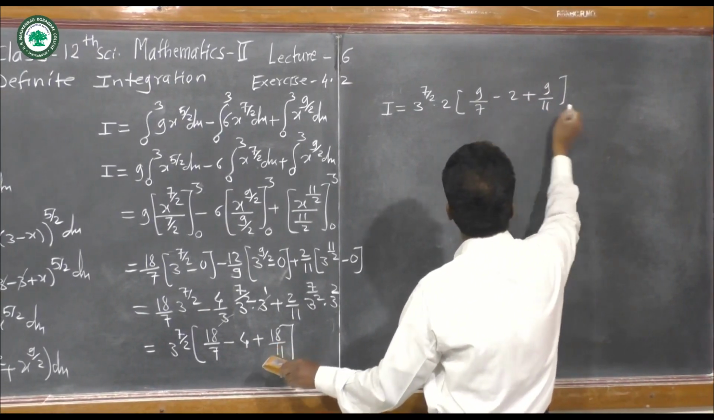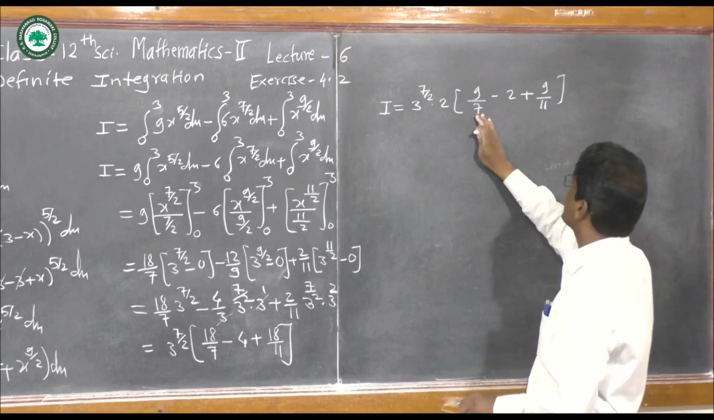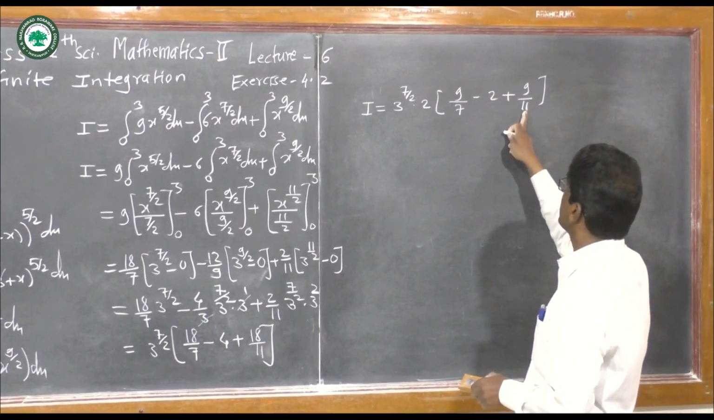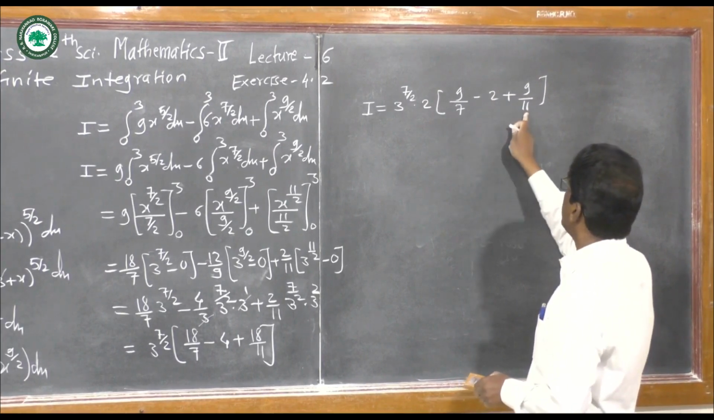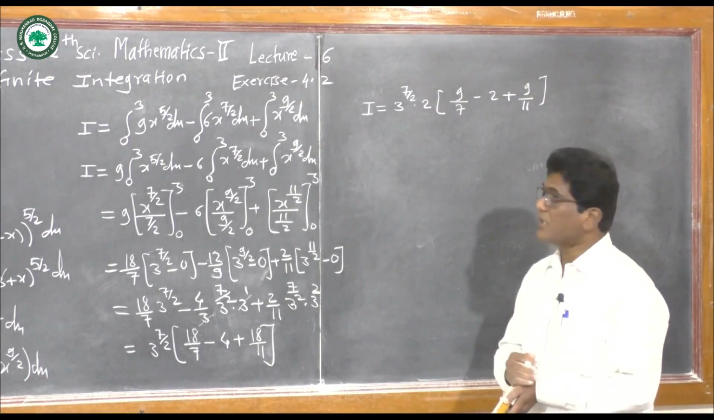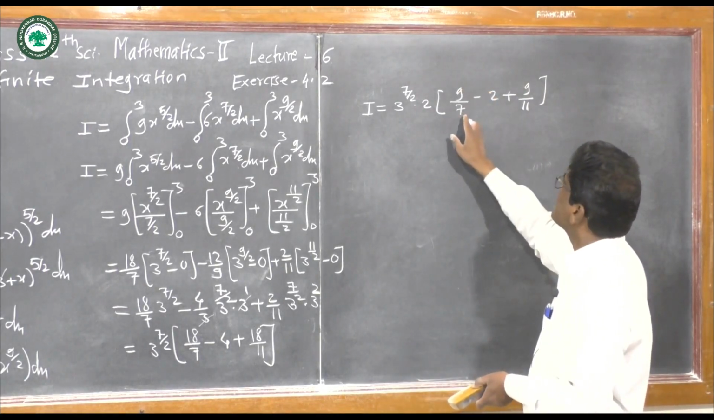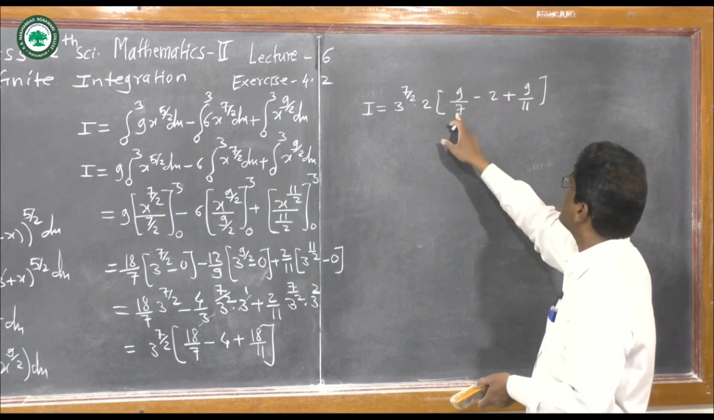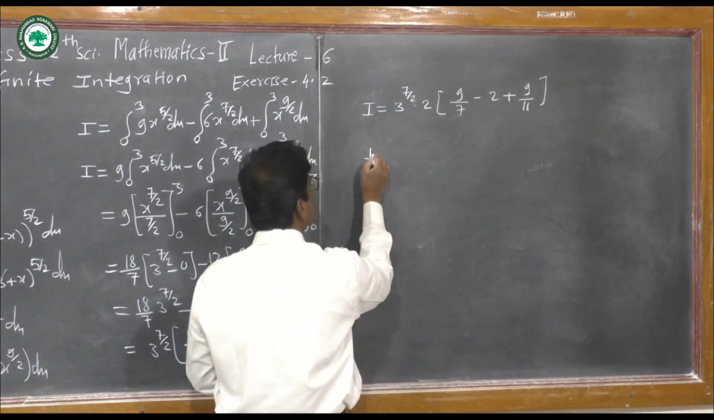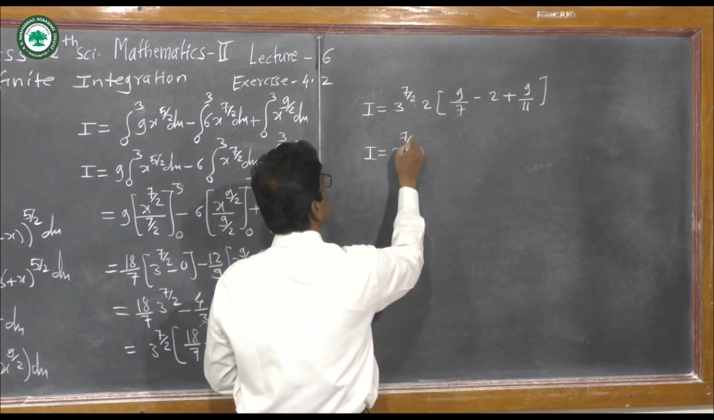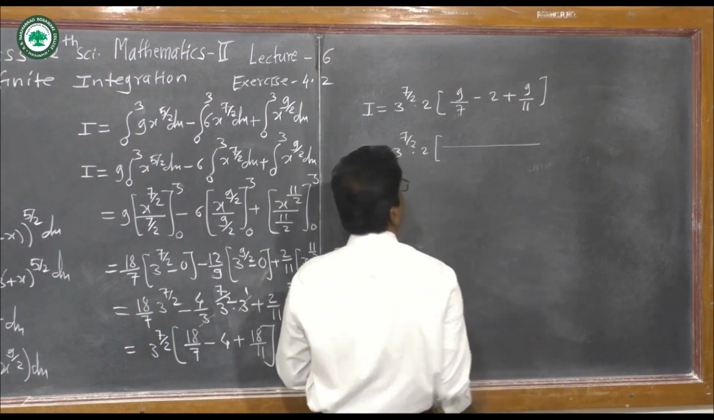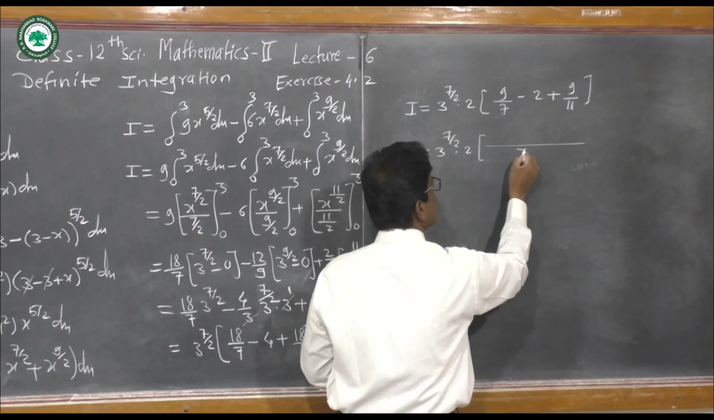Now we have to take the addition of this and LCM of denominator. Here denominator 7, here denominator 1, here denominator 11. So LCM of 7, 1 and 11 is 11 7s are 77. So we have to make the denominator of each as 77. So we multiply here by 11 to numerator and denominator. So we get here I is equal to 3 to the power 7 by 2 into 2 in bracket. All should have denominator 77.